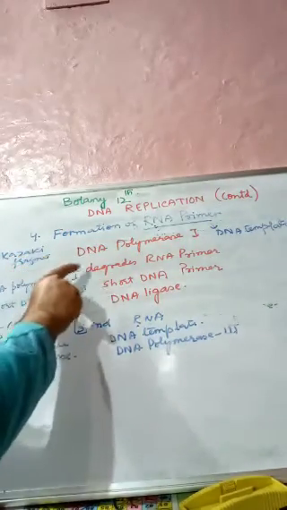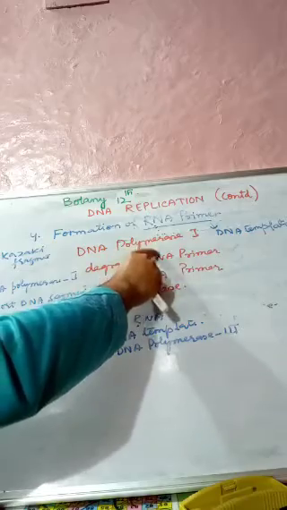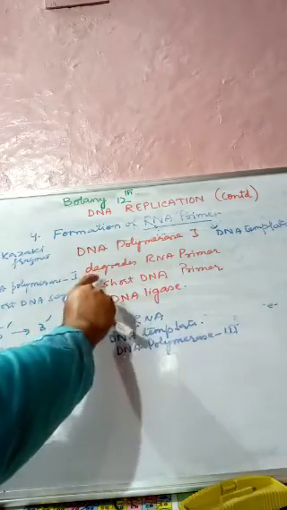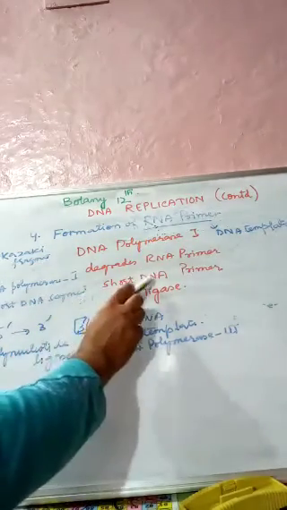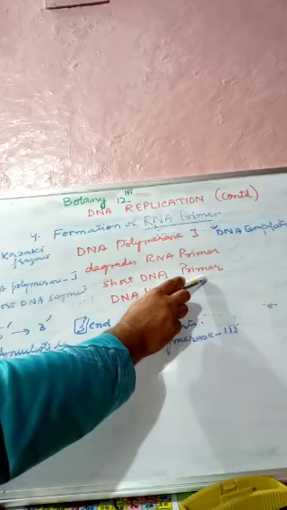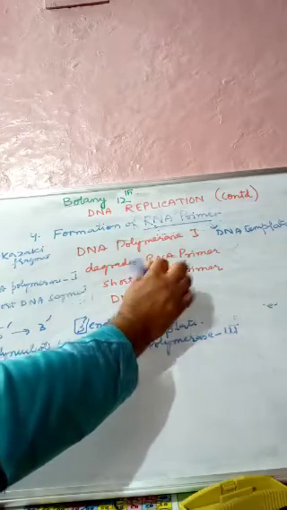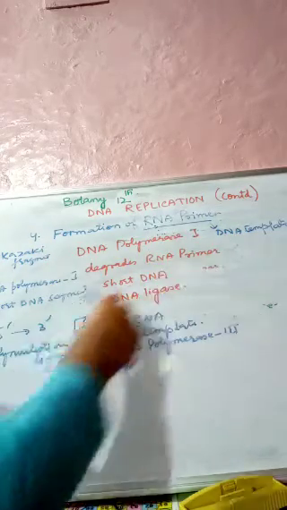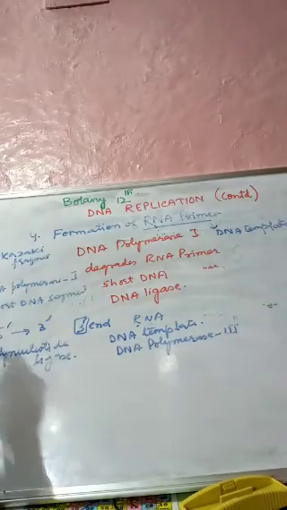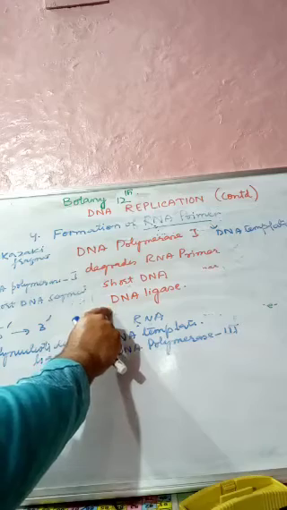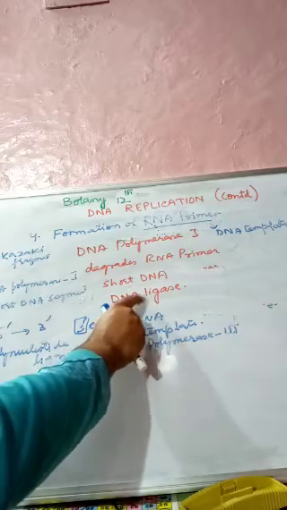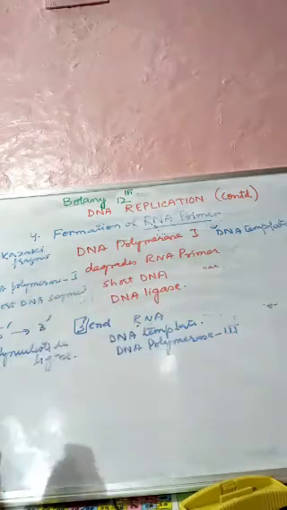I will repeat this. The enzyme DNA polymerase first now degrades this RNA primer and simultaneously catalyzes the synthesis of a short DNA segment to replace the primer. This segment is then joined to the main DNA strand by DNA ligase.